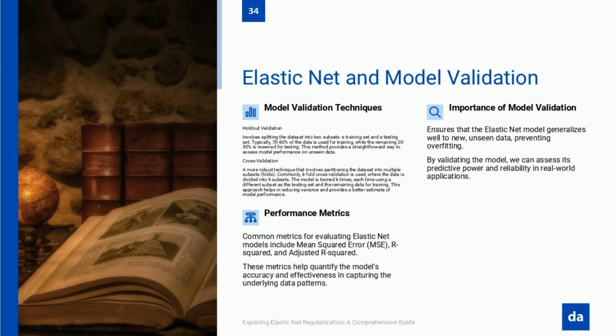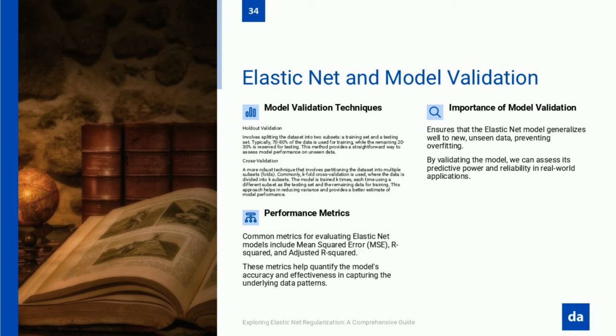Finally, we validate the model's bias-variance trade-off. A high bias model oversimplifies the problem, leading to underfitting. A high variance model memorizes noise, leading to overfitting. Elastic Net is designed to balance this trade-off, but we fine-tune lambda and alpha to find the sweet spot. Validation ensures that our Elastic Net model isn't just theoretically sound, but ready for real-world application.